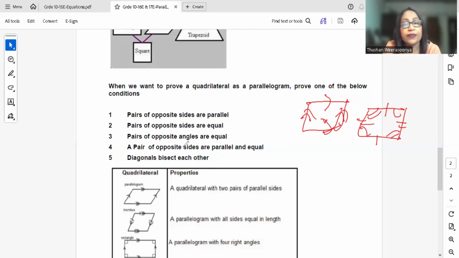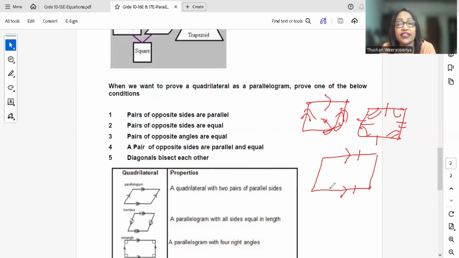Next one, this feature is very, very important. I'll explain that here with a new diagram. A pair of opposite sides are parallel and equal. Here we don't take both pairs, just one pair. Take this pair: if these two are parallel and equal to each other, then that's also a parallelogram.